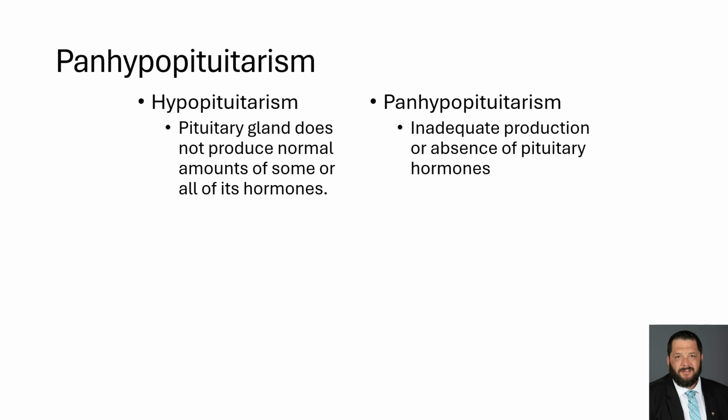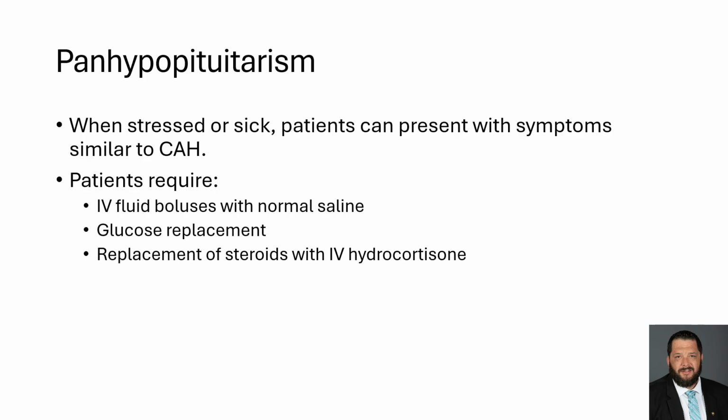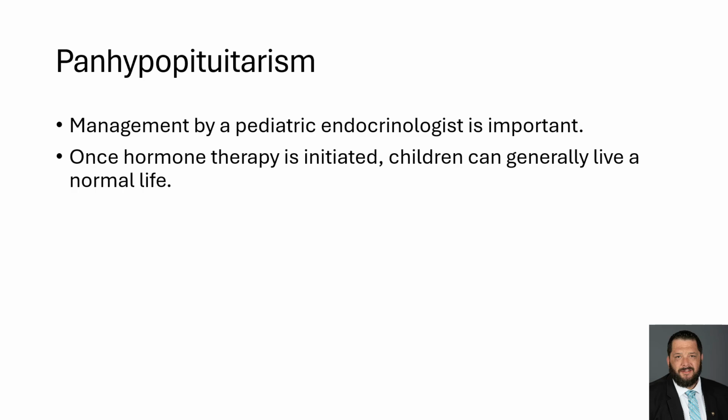Panhypopituitarism. With hypopituitarism, the pituitary gland doesn't produce normal amounts of some or all of its hormones, and panhypopituitarism is inadequate production or absence of the pituitary hormones. When they're stressed or sick, these patients can present with symptoms similar to CAH. Patients are going to predominantly require supportive care, but in addition to that, you're going to need glucose replacement therapy for these patients, and advanced level providers will need IV boluses with normal saline. Replacement of steroids with IV hydrocortisone will be in-hospital treatment.